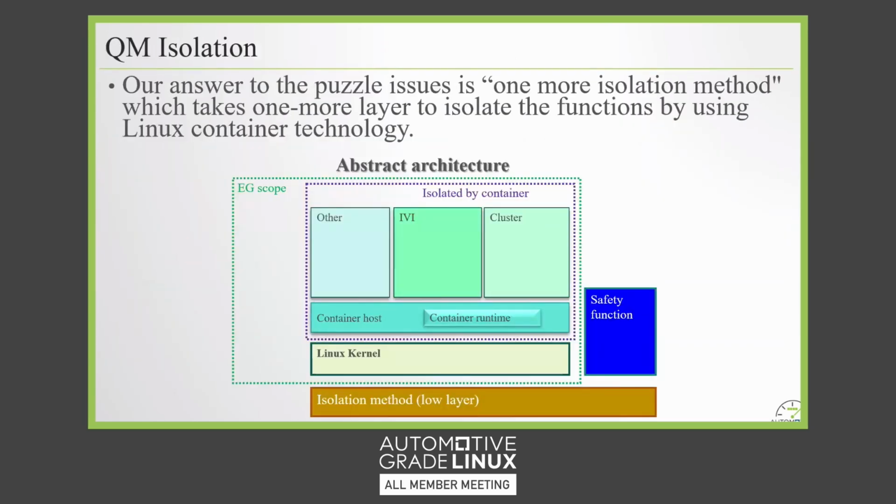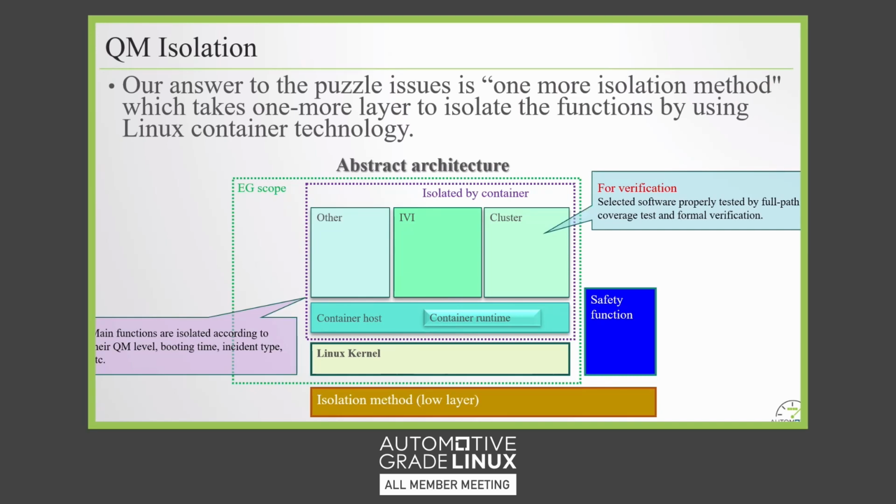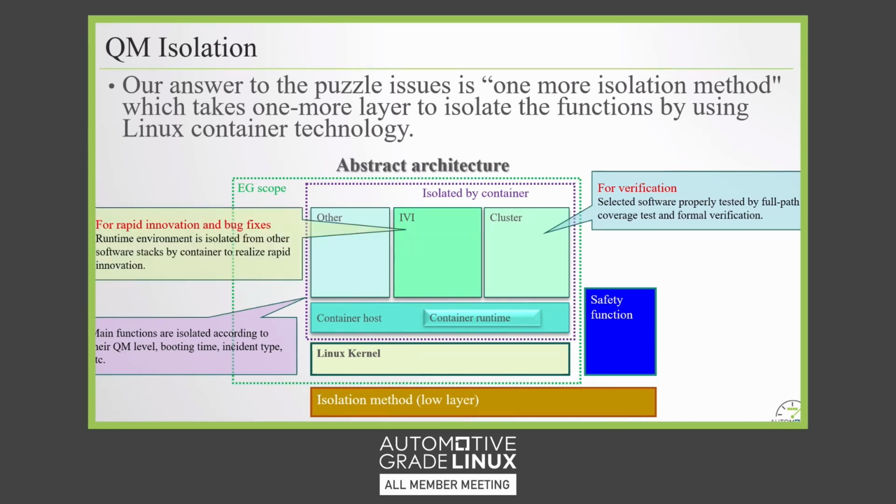Our answer for these puzzles: one more isolation method. That means main functions are isolated according to the QM level, boot time and incident type, etc. For verification side, selected software is isolated for full path coverage and verification. It's isolated from IVI, the rapid innovation side. This architecture we call QM isolation. That means QM level isolation for each software stack.